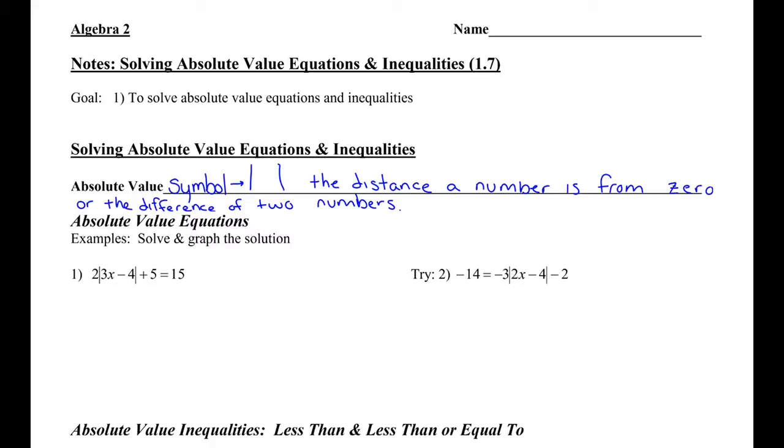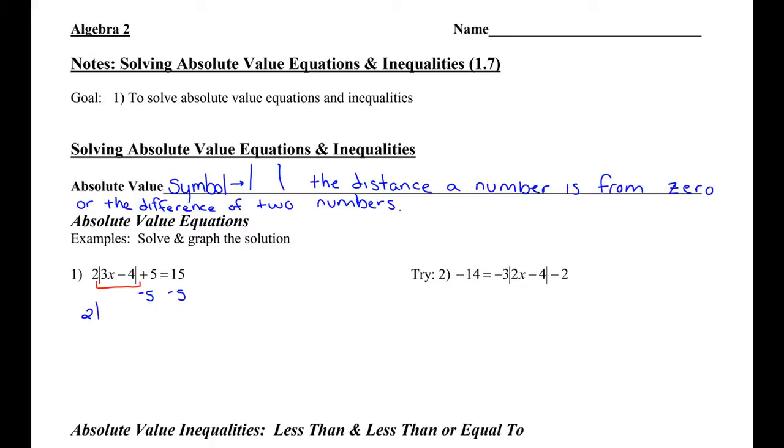Let's look at example 1 below. It asks us to solve and graph the solution. The first thing that we want to do is get the absolute value sign by itself. So we're trying to isolate this part right here, which means I need to get rid of the 5 and the 2. So we're going to start by subtracting 5 from both sides.